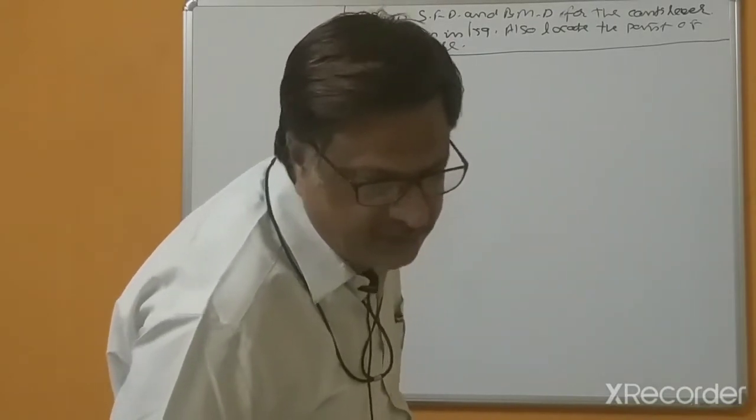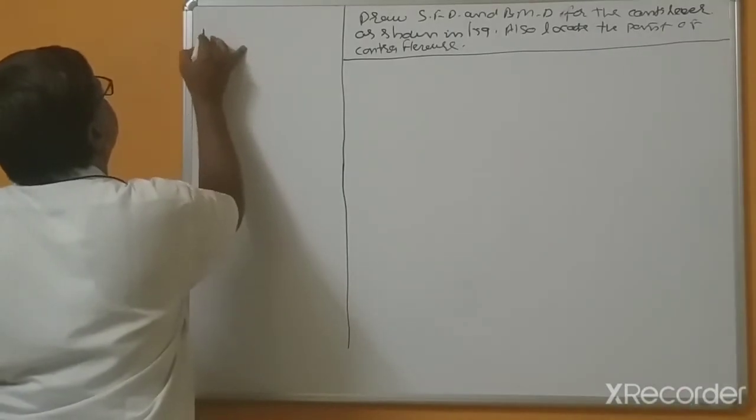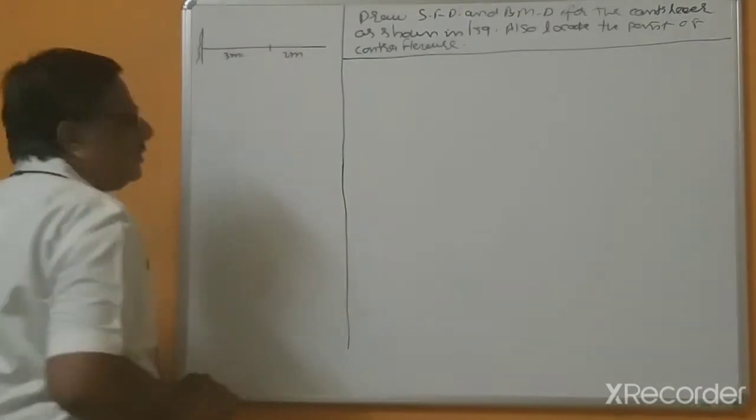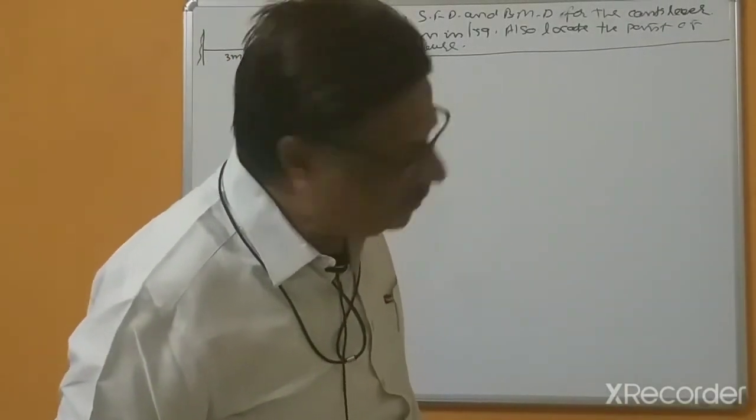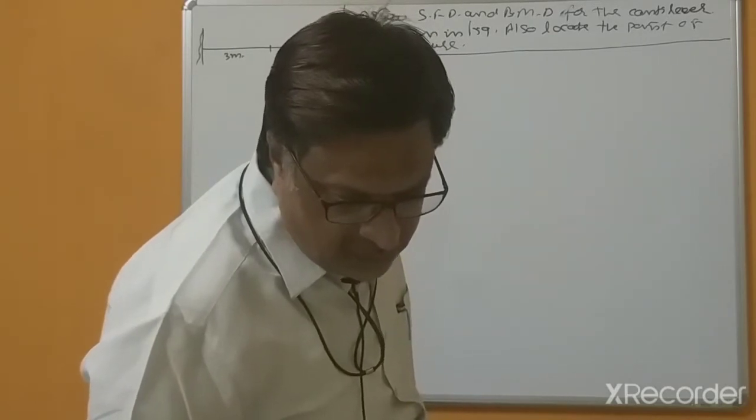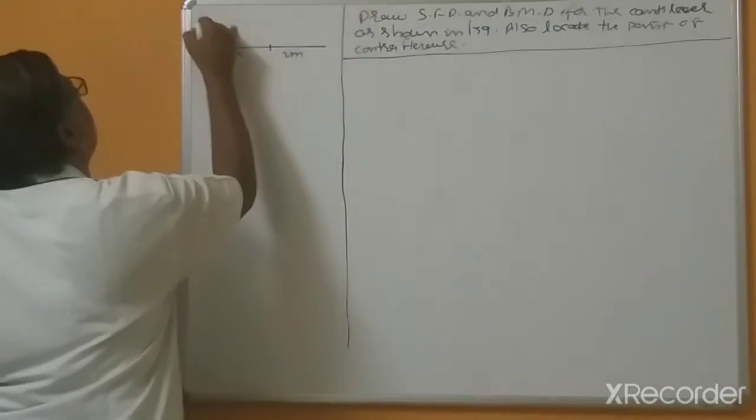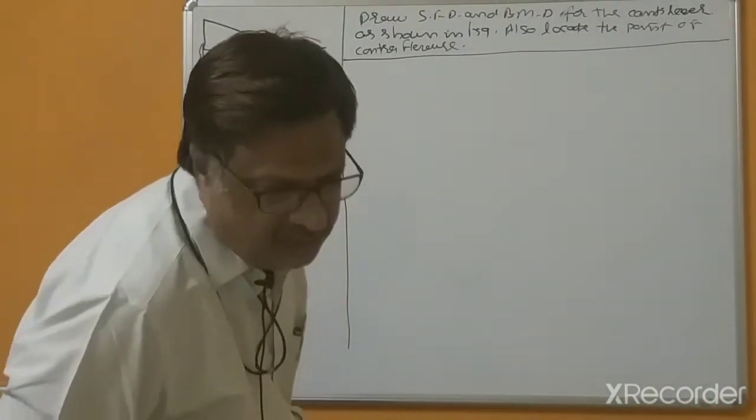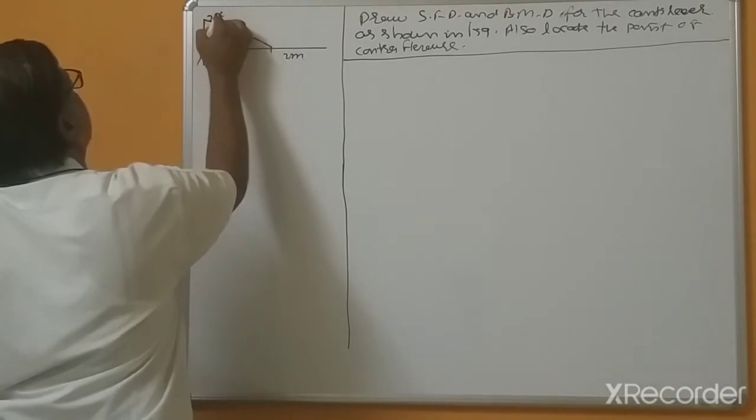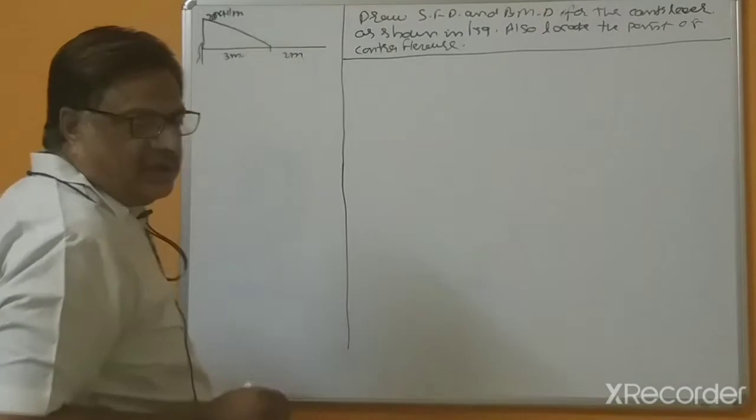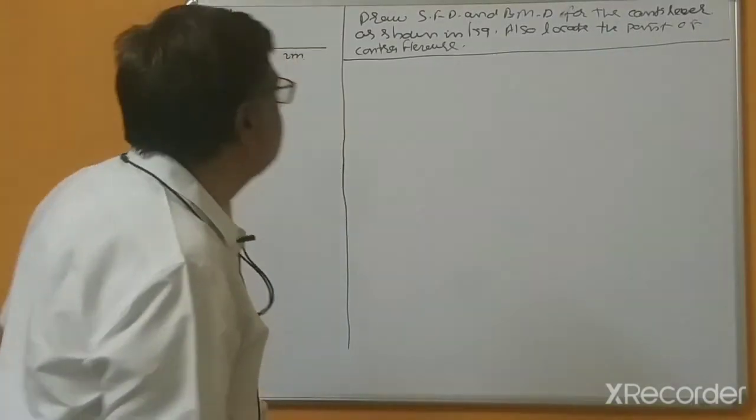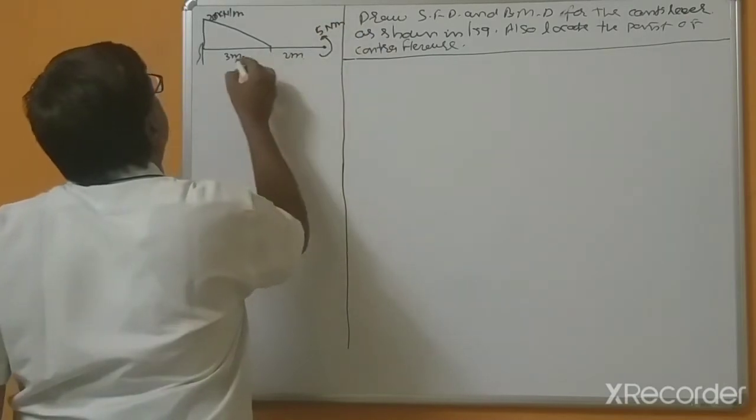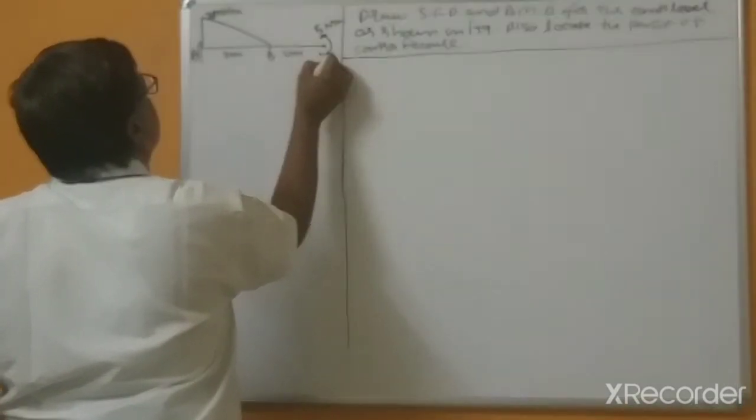(20 kN/m, 3 meter, 2 meter). This is a cantilever beam with 20 kilonewton per meter, a uniformly decreasing load, and a concentrated load, no, this is a 5 kilonewton meter couple. Suppose this is A point, B point and this is C point.